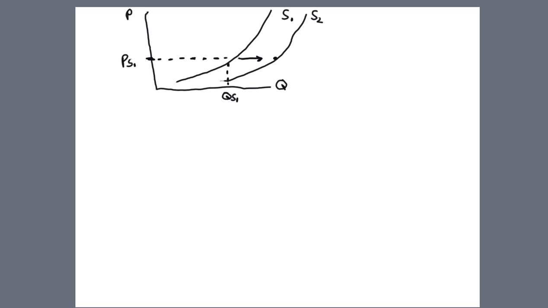And this corresponds, if we come down to the x-axis, again I made this x-axis too short, to a new quantity supplied that has increased. And so the answer to this problem is that this is a shift of the supply curve.